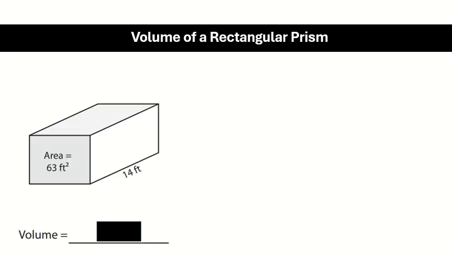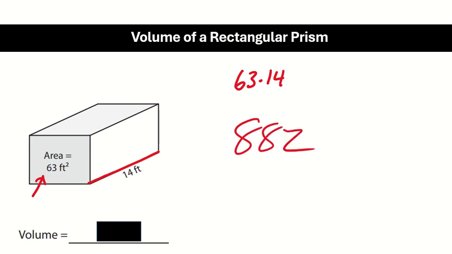One more thing to know is if you're already given an area of one of the faces or the bases, you can just multiply that area by the dimension that is given. So in this case, we can actually take an area of 63 and we can multiply it by the length of 14, and we're still going to get our volume. So 63 times 14 gives us 882. So our volume should be 882 feet cubed, and it is.